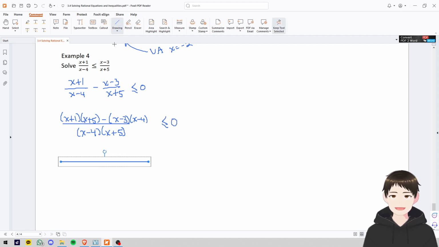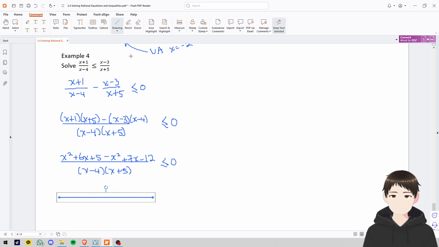From there, I shall simplify. I'm leaving the denominator as is. I doubt that there's any need to multiply this out. The numerator, however, you should. Minus x squared, let's see, minus 7 plus 7x, so positive 12 minus 12 equals 0. Simplified: (13x-7)/((x-4)(x+5)) is less than or equal to 0.